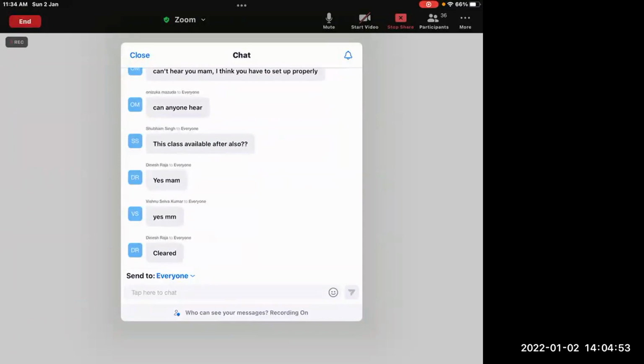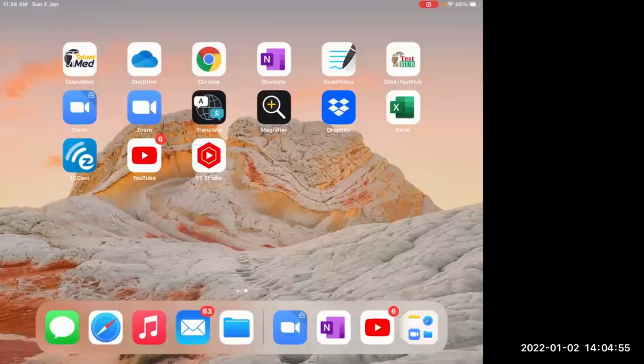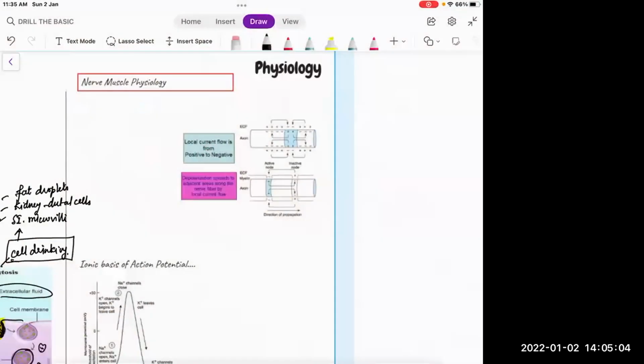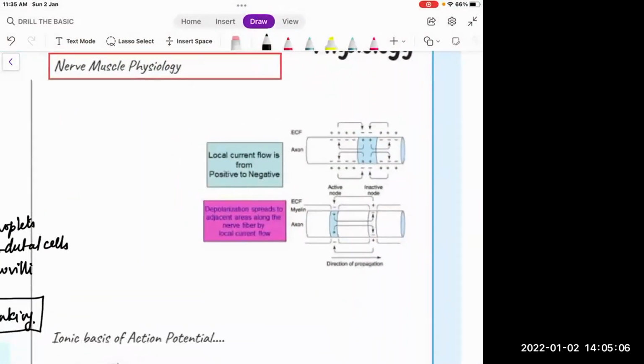Okay. So now we will continue with the nerve physiology. I will try to finish in half an hour and I will give you just 2 to 3 minutes break. Then we will start with the endocrine system. So moving on to the nerve and muscle physiology.